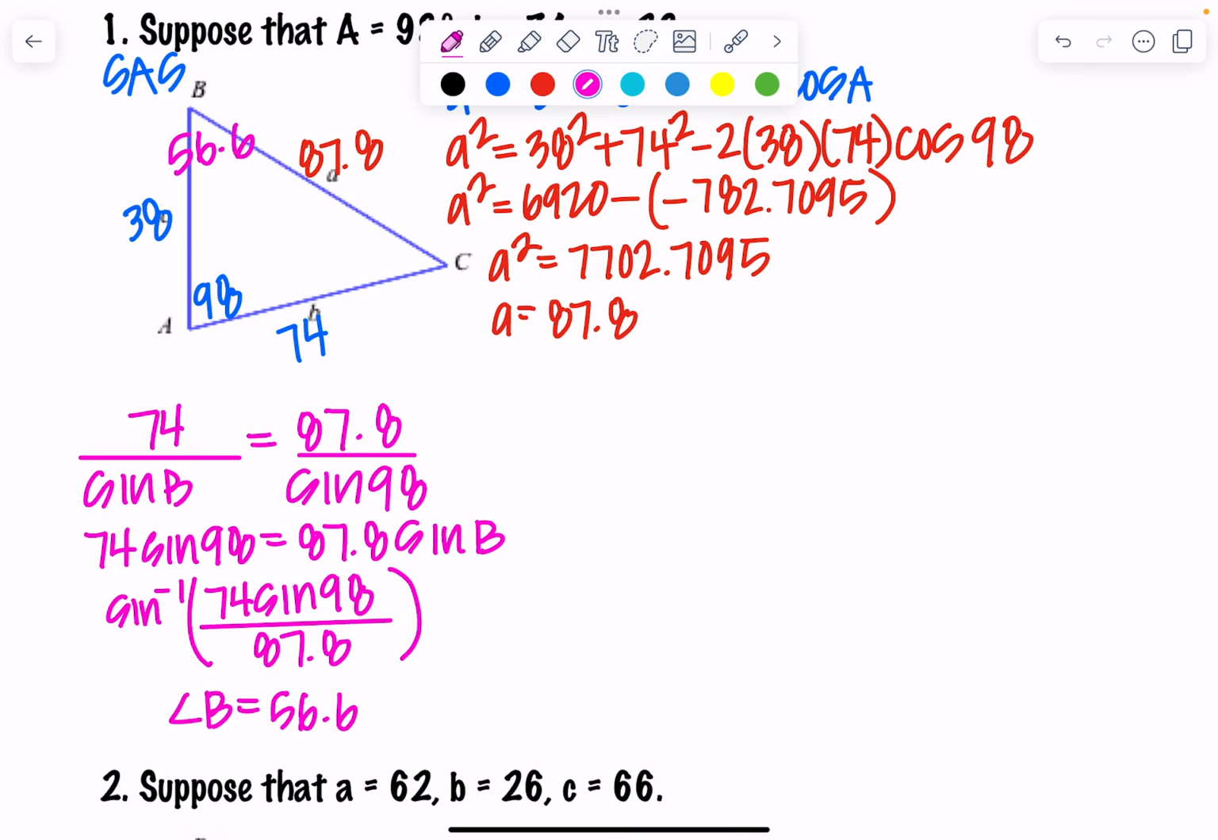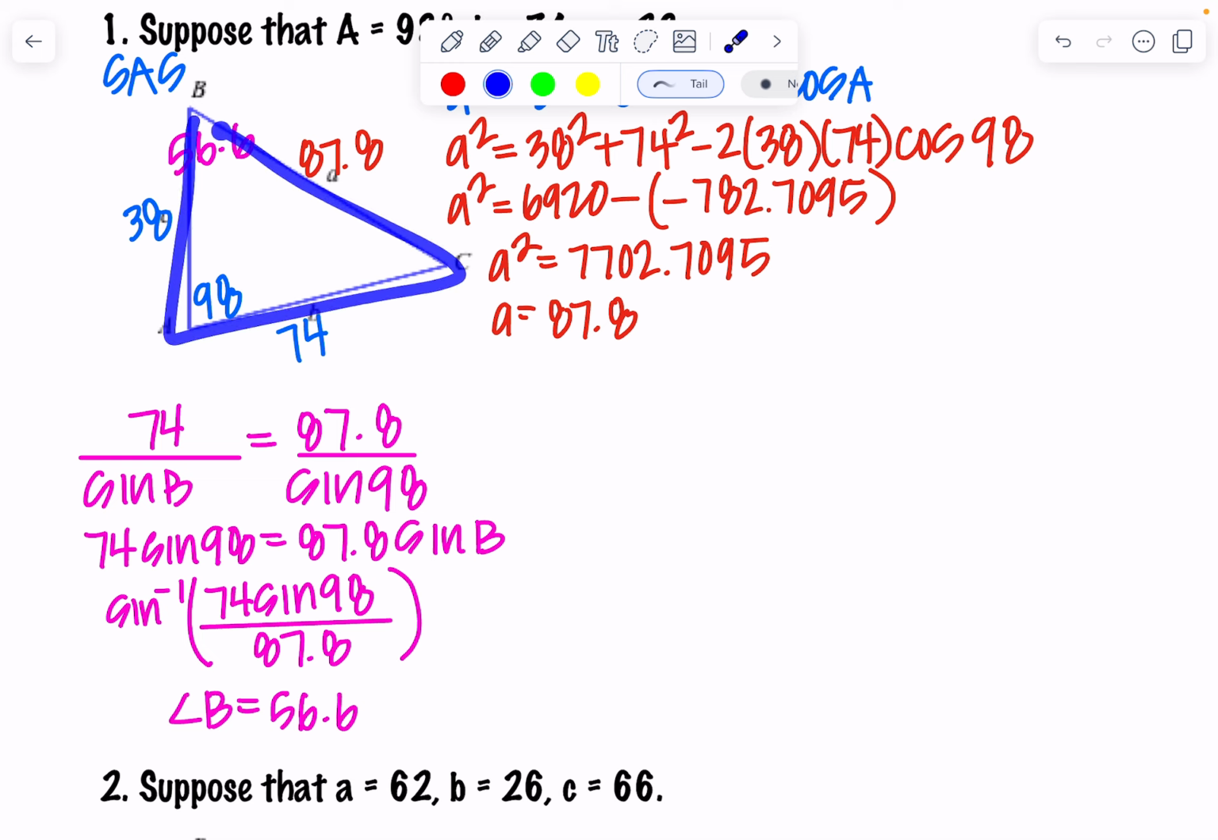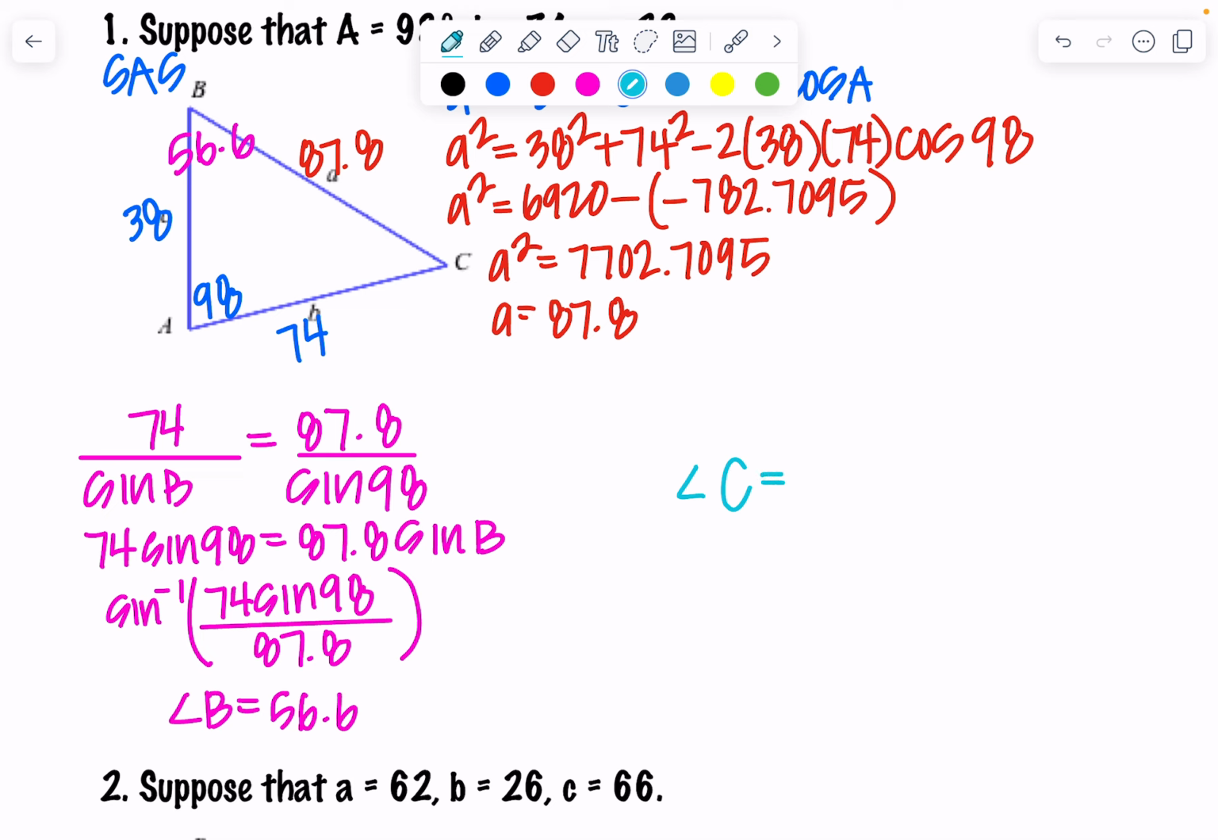And the last part's the easy part, because now we can solve for angle C, because we know that a triangle adds up to 180. So we can just use 98 and 56.6 to quickly find that last angle. Last angle C will be 180 minus 98 minus 56.6, and you get 25.4.